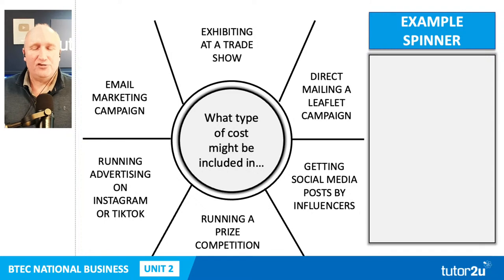What have we got? We've got exhibiting at a trade show. We've got direct mailing leaflets. We've got getting social media posts made by influencers. We've got my favorite, your favorite, running a prize competition. We've got running advertising on Instagram or TikTok, and we've got email marketing. So six different types of promotional activity.